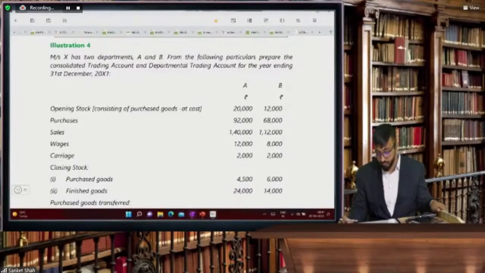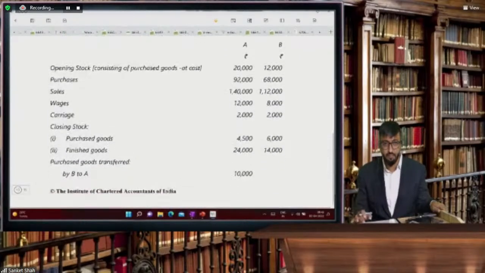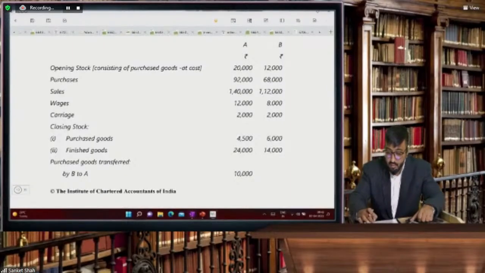Illustration number 4. Messrs X has two departments A and B. From the following particulars, prepare consolidated trading and departmental trading account for the year ending 31st December 2001. I will give you a hint of this question. You just solve it on the rough page.